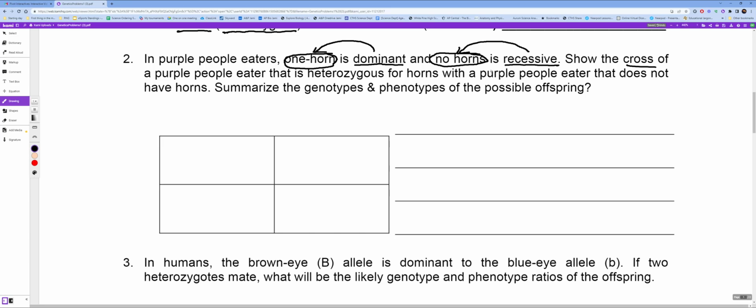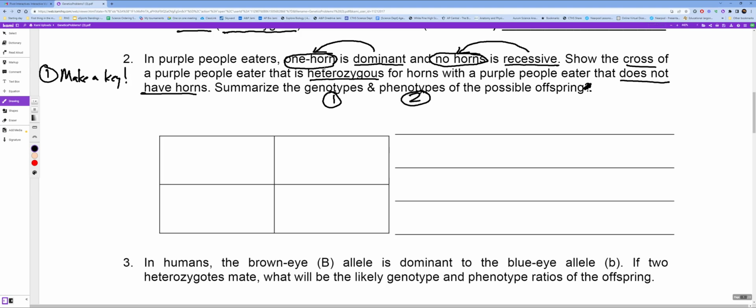Show the cross of a purple people eater that is heterozygous for horns with a purple people eater that does not have horns. Okay, summarize the genotypes. That's the first thing we're going to summarize, and the phenotypes of the possible offspring. Period right there. Okay. Well, first things first. Number 1, we got to make a key.